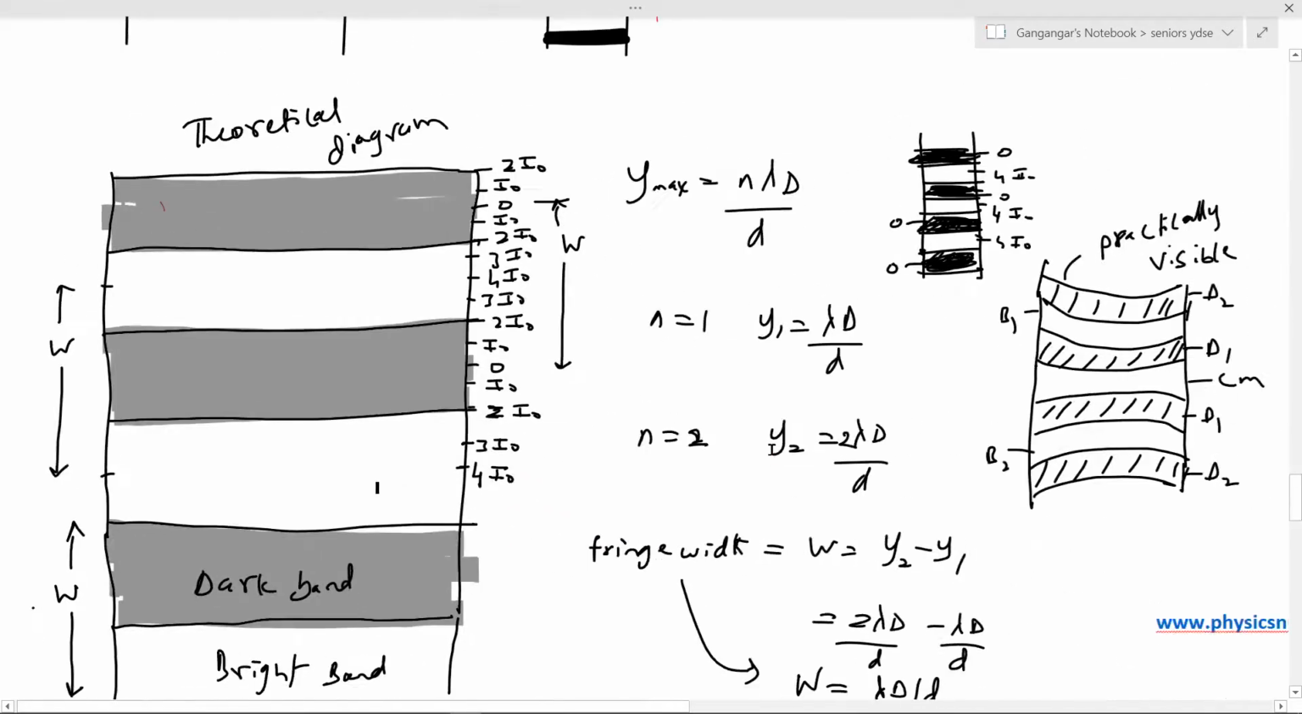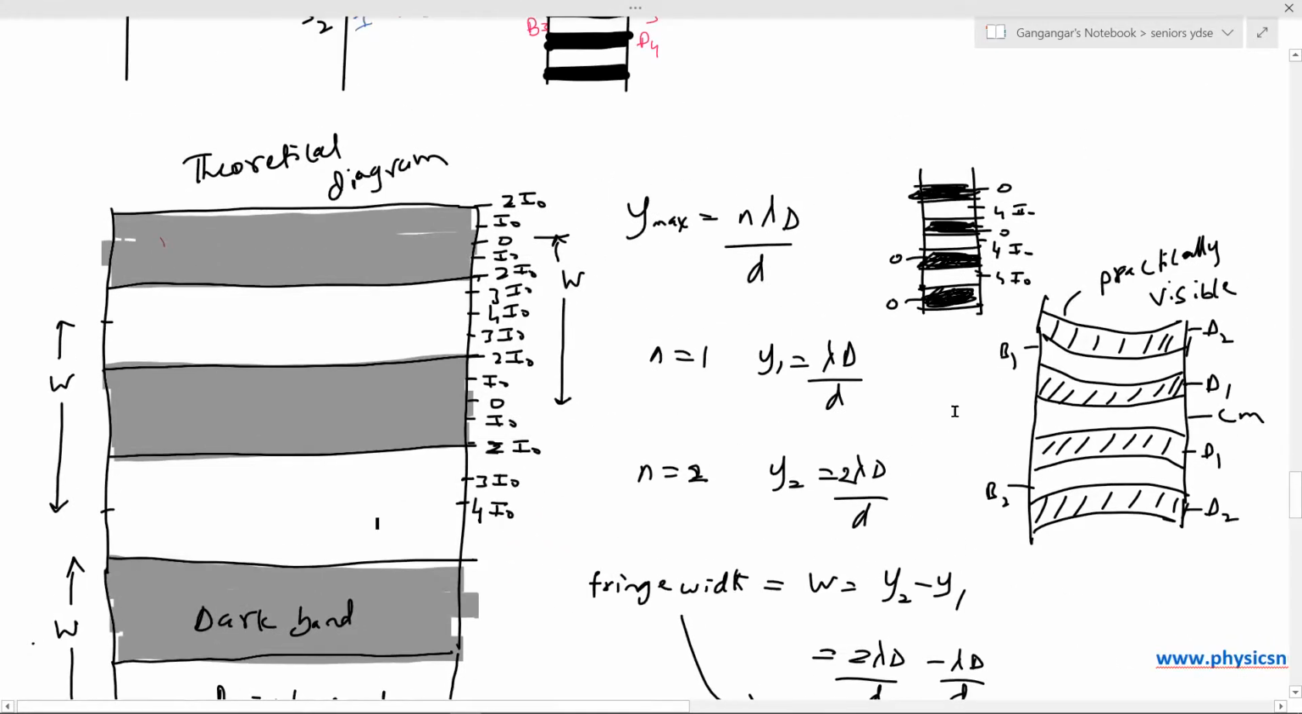Okay, the pattern on the screen will not be exactly rectangular in shape. Some curvature will be there for the bands that you can see here. Why? This is due to the diffraction phenomenon.